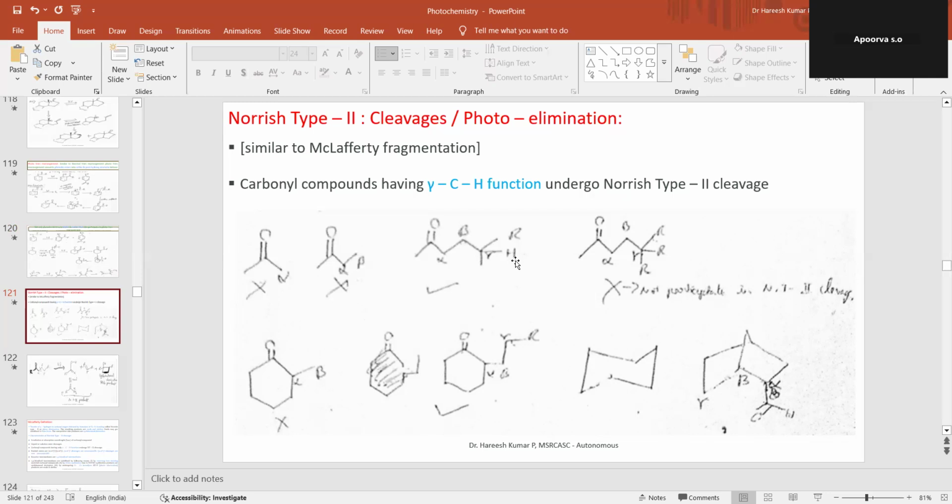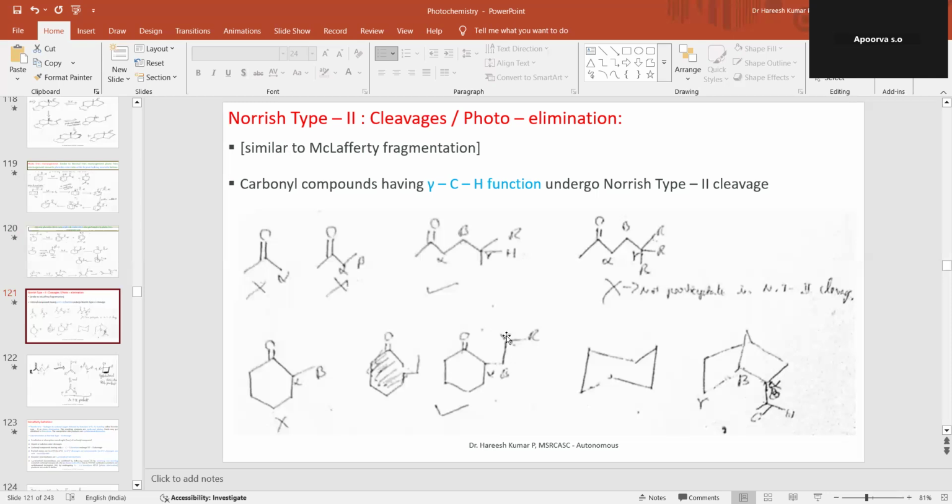So the condition for a compound to undergo a Norrish type II reaction is that it should contain gamma hydrogen. That means this will undergo it via gamma hydrogen. When it comes to here, alpha, beta, gamma, a gamma carbon is there, but there is no gamma hydrogen. That's the reason this also does not undergo Norrish type II reaction. And when it comes to here, alpha, beta, gamma, here there are two hydrogens.